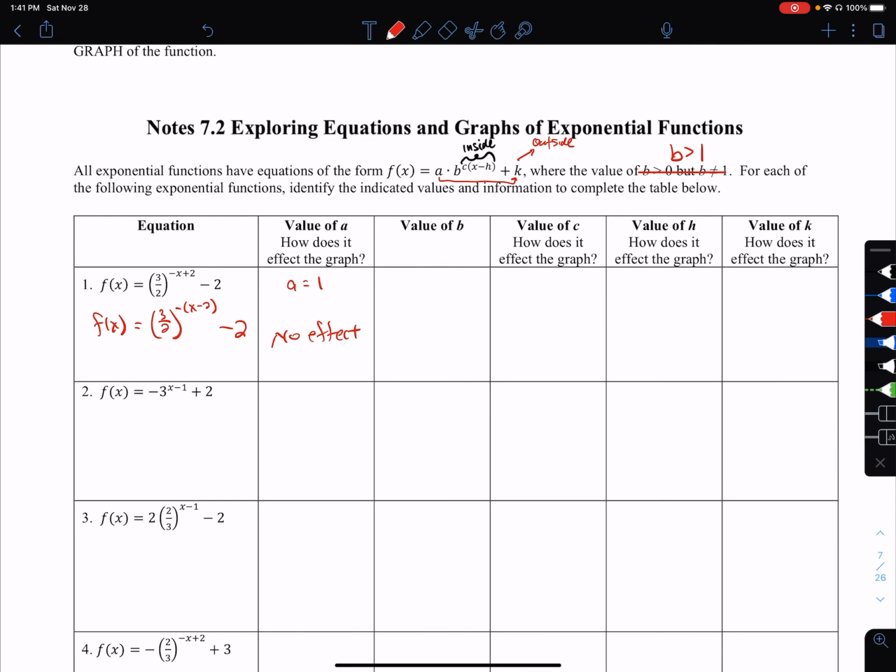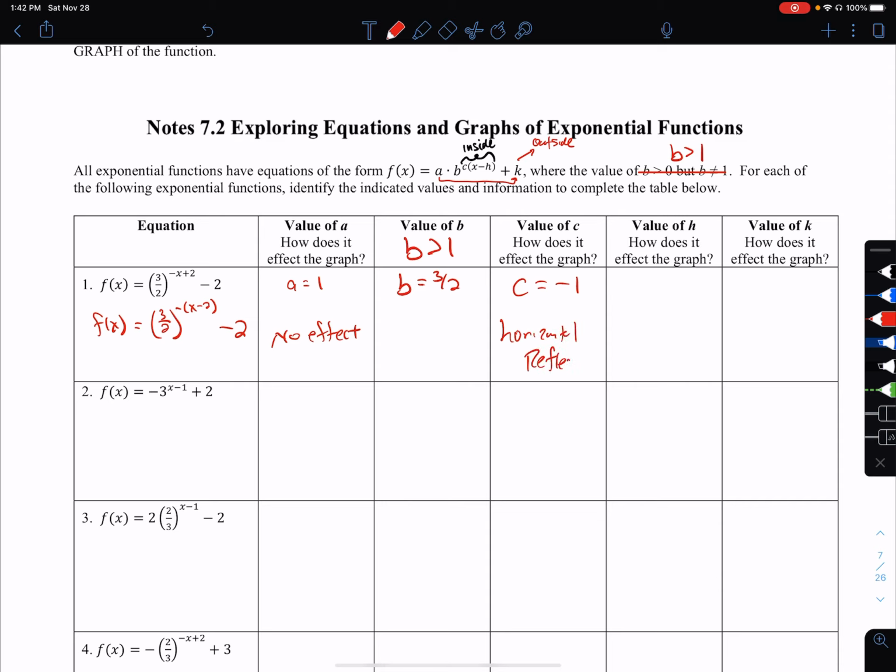What's the value of b in this? Well, b in this is the base. It's 3 over 2. We always want this to be bigger than 1. We always want b to be greater than 1. If it's not, we need to fix it, and we'll show you how that gets fixed. What's the value of c? C is what you're multiplying by the inside function, and for us, that's a -1. How does multiplying the inside affect the graph? It's a horizontal reflection.